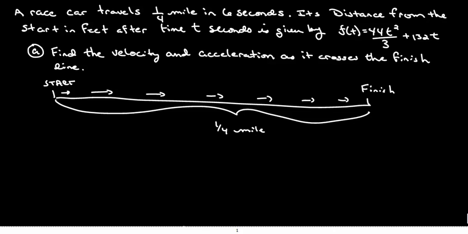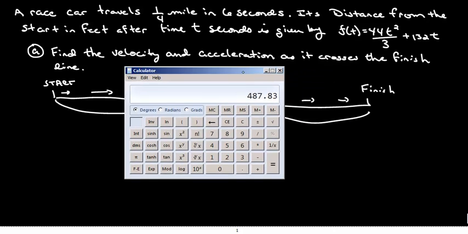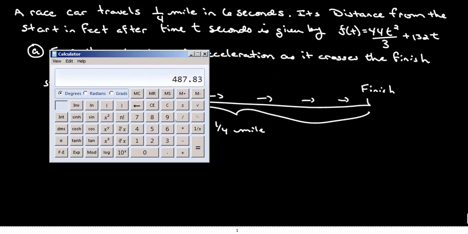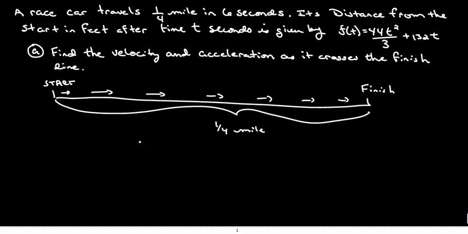And if you want to know what that is in terms of feet, because it's actually not a bad idea since we're discussing feet here, a mile is 5,280 feet. So if we multiply that by 1/4, or I guess probably the best way is just to divide it by 4. So 5,280 divided by 4 gives us 1,320 feet. So that's equivalent to 1,320 feet. And the race car travels this in exactly 6 seconds.